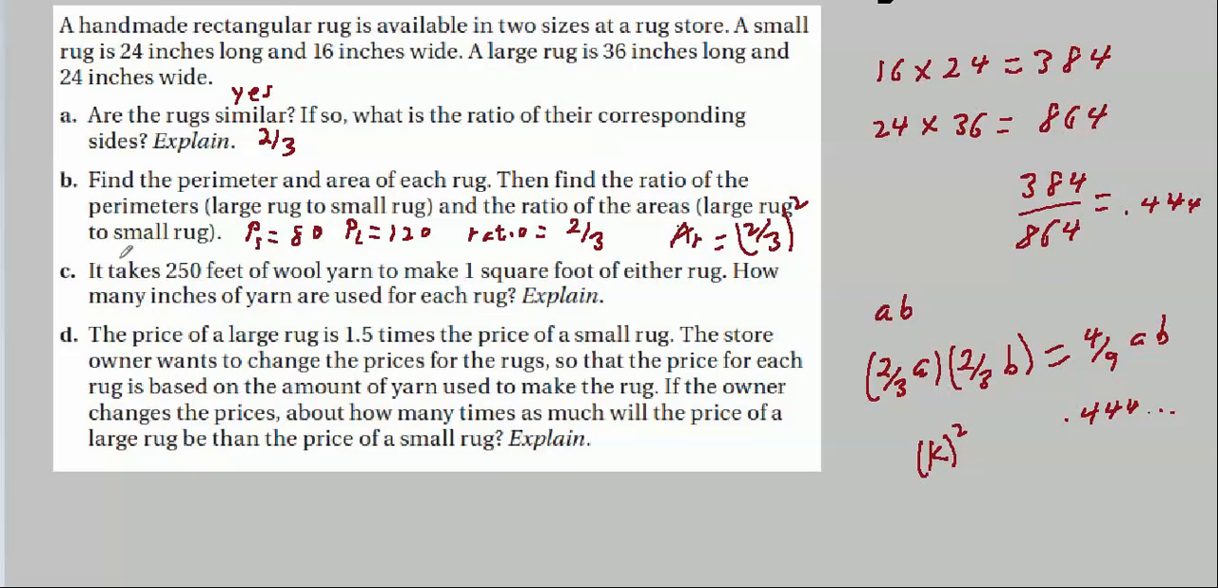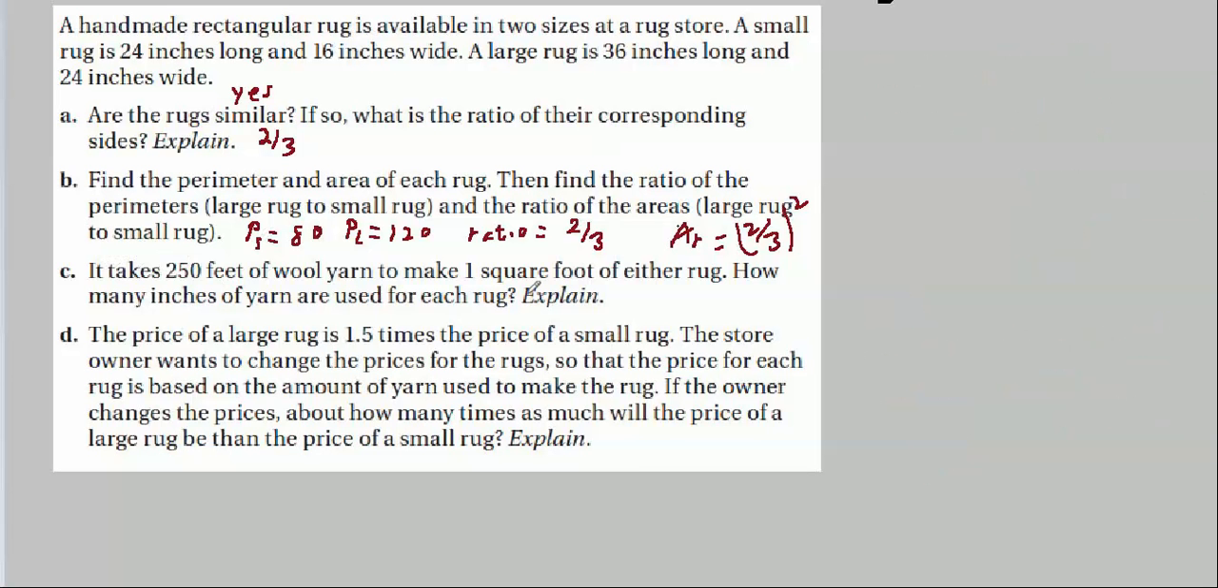Okay, now we get to the making of the rug. 250 feet of yarn to make 1 square foot of rug. Okay, this doesn't sound too tough. All we have to do is figure out how many square feet there are in each rug, multiply that by the 250, and that'll tell us how much yarn was used.